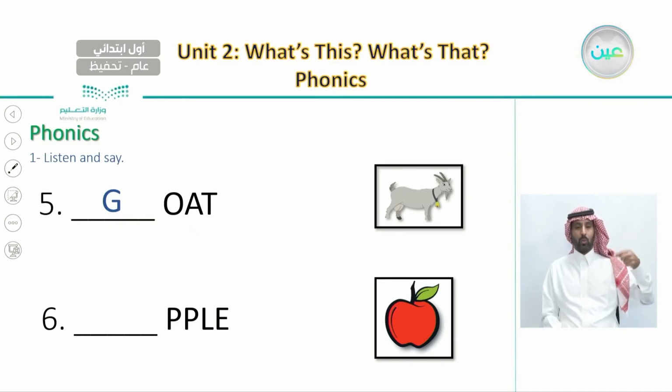Goat. Very good. So this is a goat. Number 6, the letter is A, and we pronounce A in this word as apple. Repeat after me. A, apple, apple.